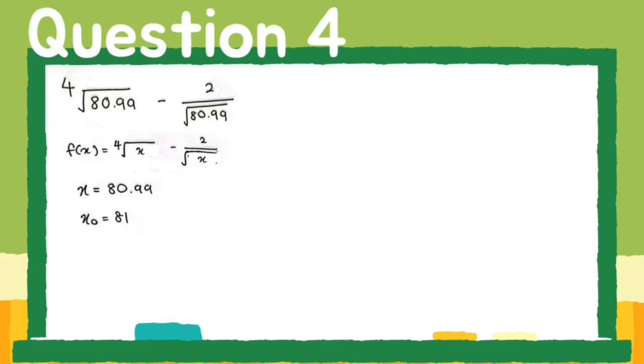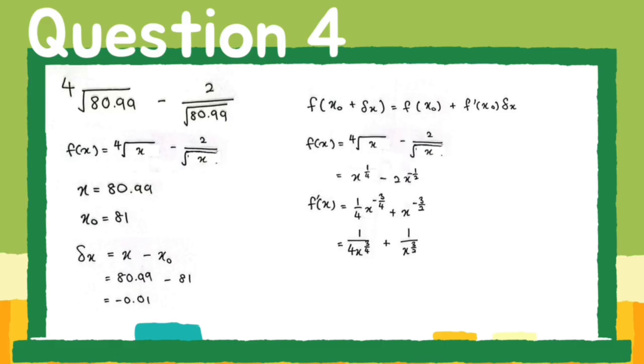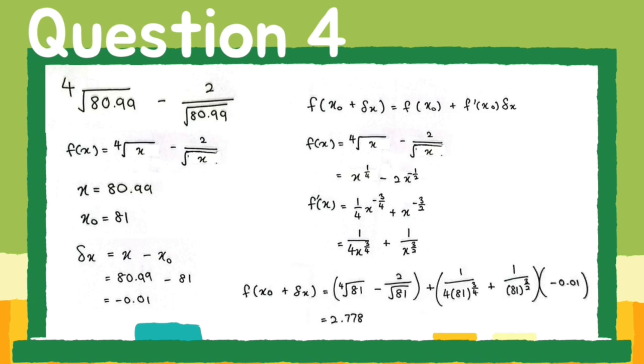While we're at it, we need to find delta x, which is the difference between x and x naught. Just subtract the value of x naught from the value of x. Now, we recall the formula. To do so, we need to find the derivative of f(x). Then, you can start finding the overall derivatives by substituting x naught, and you're done!